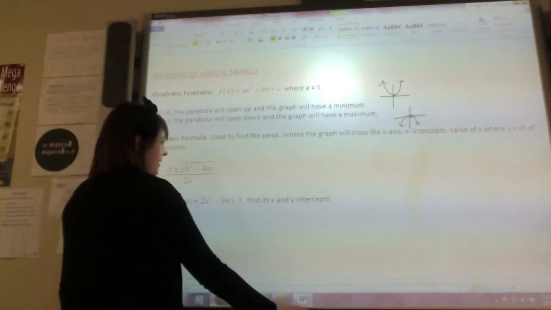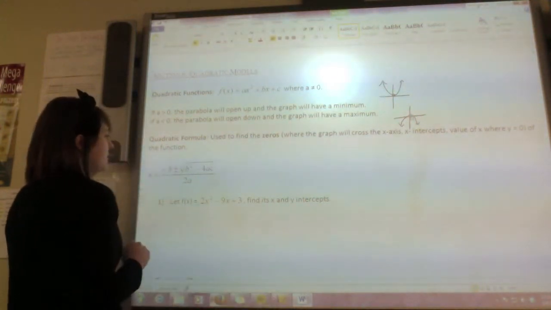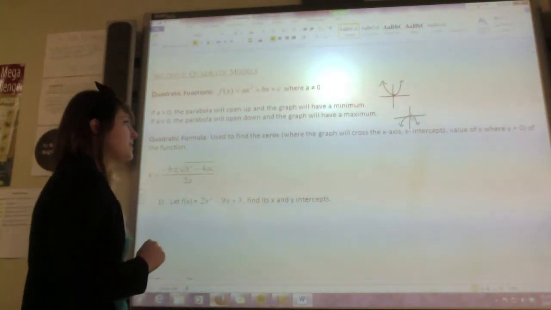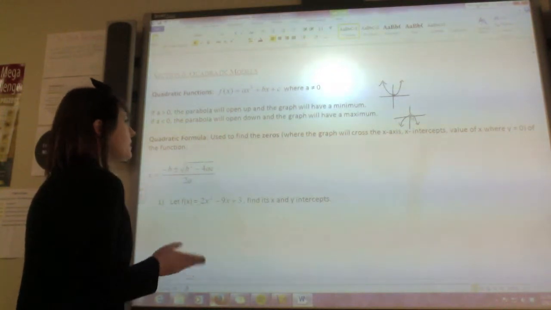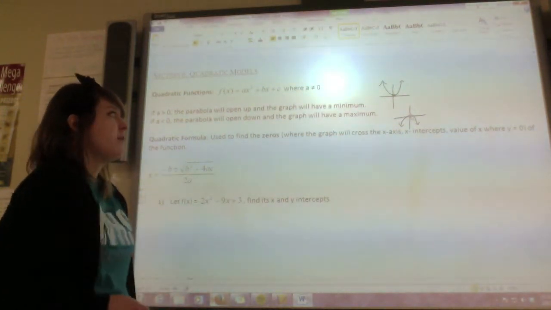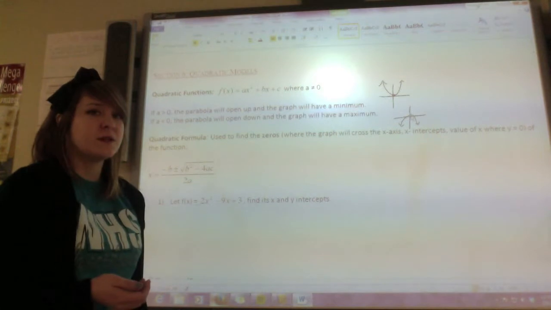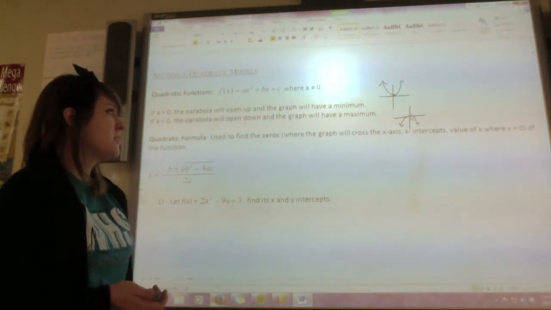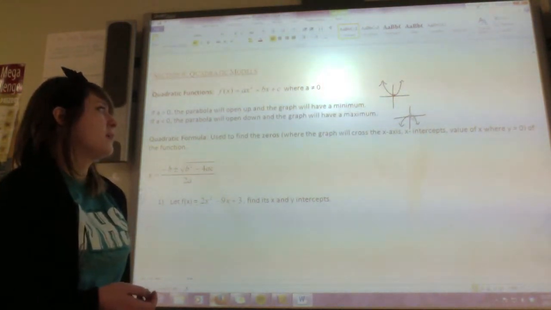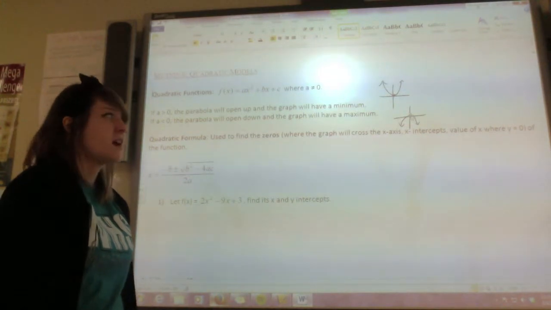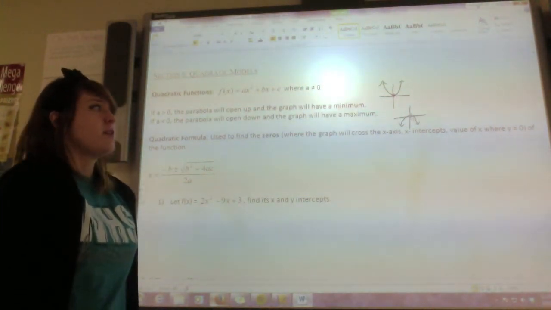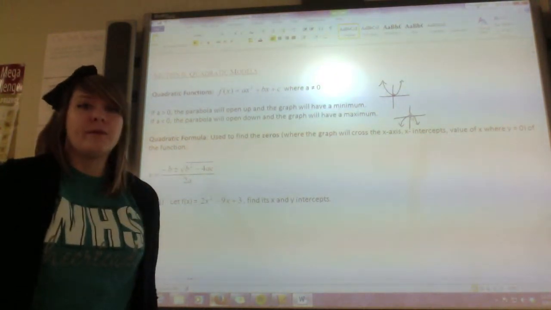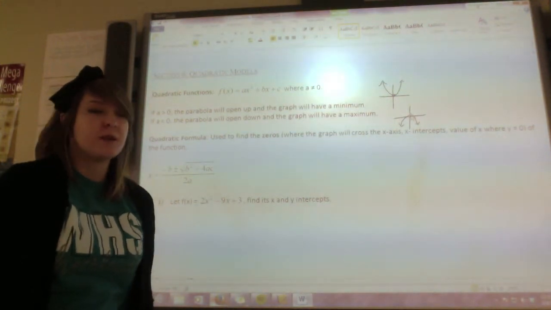Our quadratic formula is negative b plus or minus radical b squared minus 4ac over 2a. And we use this to find the zeros of the graph. Another way to talk about zeros is you can call them the x-intercepts. They're the place where the graph crosses the x-axis. It's the value of x where y equals 0. So all of those things mean the same thing. They're all talking about the zeros of your function.